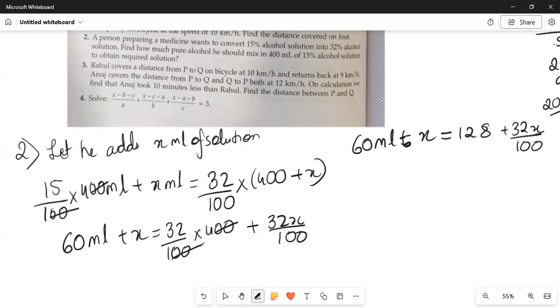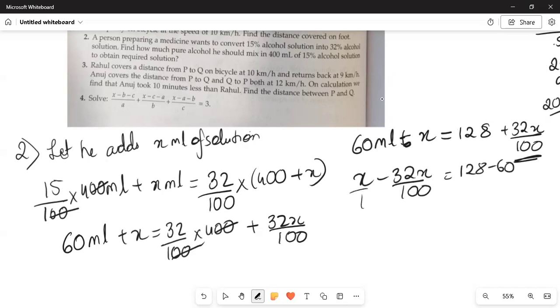Make sure you're not forgetting this 100. This is very important. Okay. Now x हम लोग यहाँ ले लेते हैं 128, इसको यहाँ ले लेंगे. ठीक है. तो x minus 32x upon 100 is equal to 128 minus 60. Easy. इसमें मल्टीप्लाई कर लो तो क्रॉस कर लेंगे.